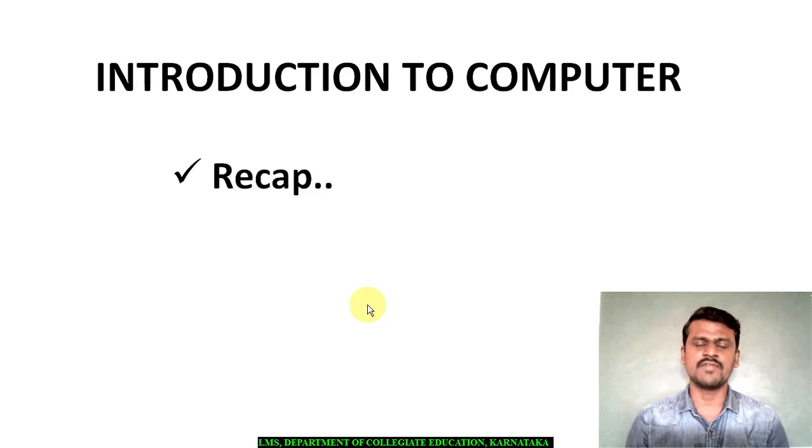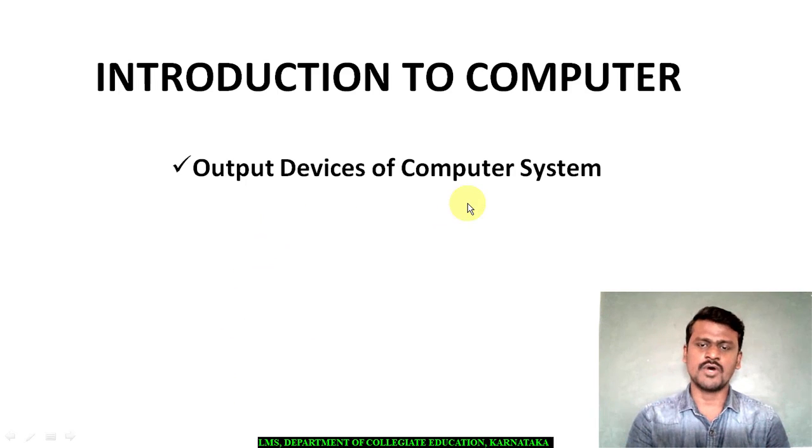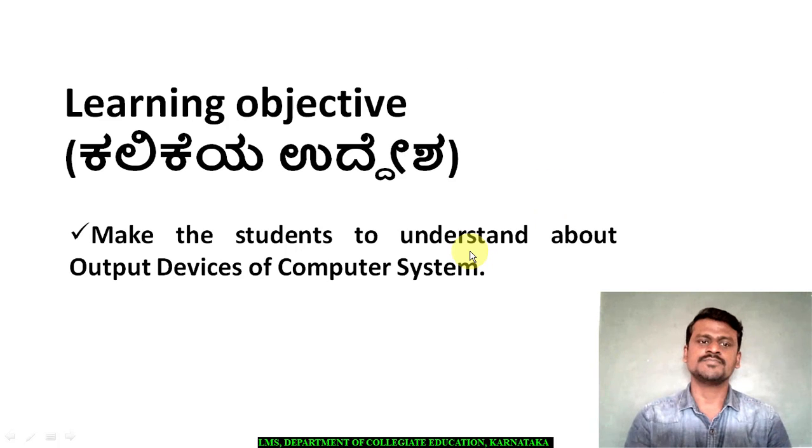In the previous class we learned mainly about the input devices, what the input devices are, and how they work with examples and the working mechanism. Hope you understood about the input devices. Now we will start with the output devices. The topic name is output devices of computer. The learning objective is that you will be able to understand what the output devices are, how they look, and how they work. We will see all of those in this class.